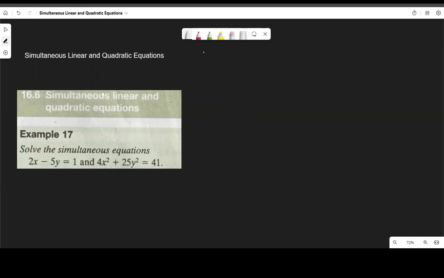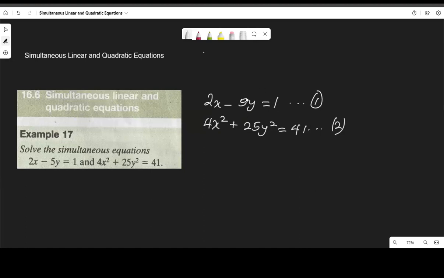Let's now look at simultaneous, linear, and quadratic equations. In such equations, one is linear, the other is quadratic. So how can we solve such a problem? I have one here, which is 2x minus 5y is equal to 1. Let's call it equation 1. And equation 2, 4x squared plus 25y squared equal to 41. Let's call it equation 2.